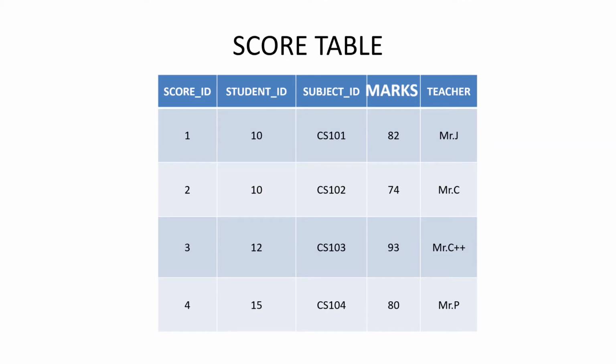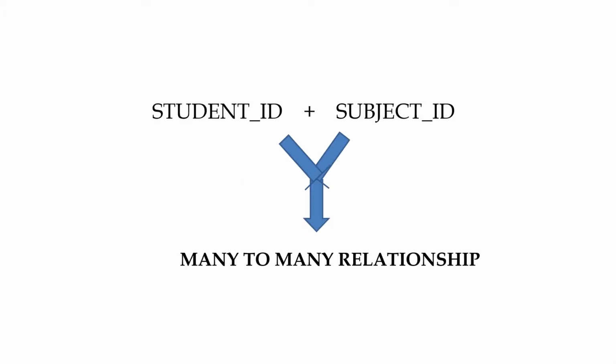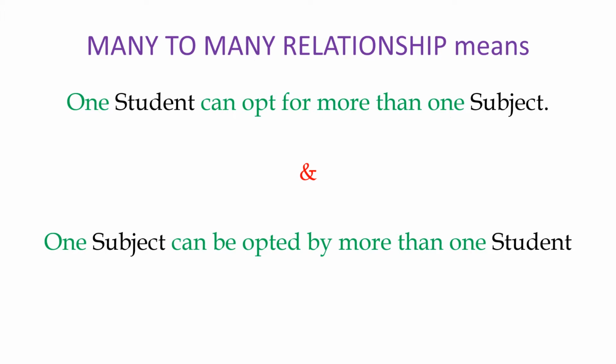Okay. Now the second case, I have the subject ID with me. Now if I am going to get the marks, it will ask me for which student this subject has this marks. So what I am coming to say is both student ID and subject ID can uniquely identify any row of data in the score table. So it has a many-to-many relationship, like a student can opt for more than one subject or one subject can be opted by more than one student.